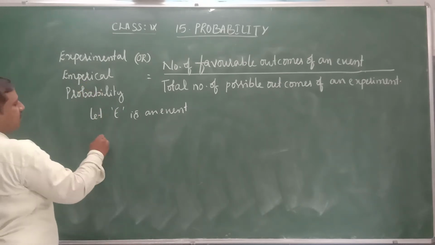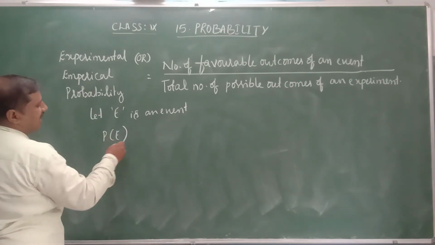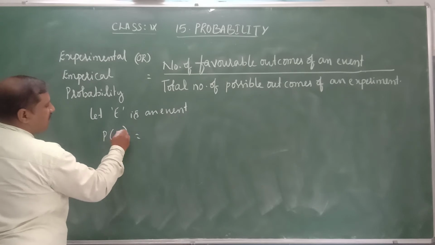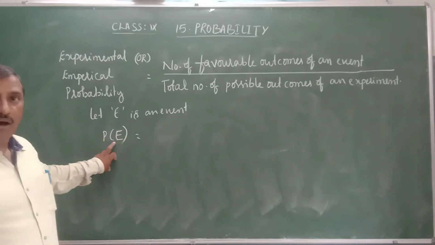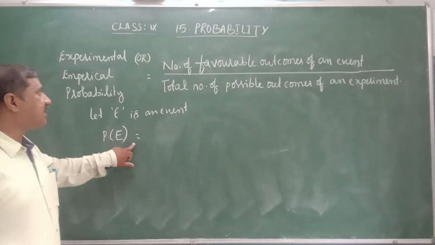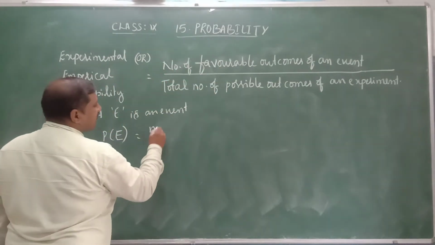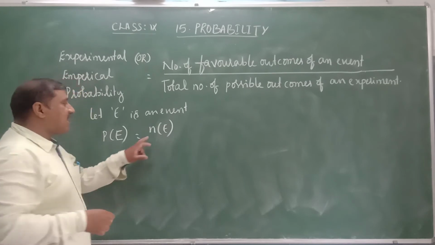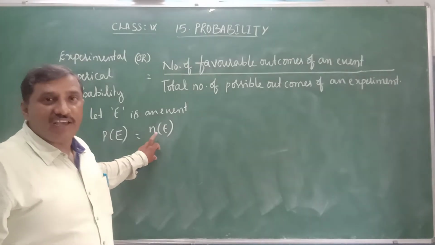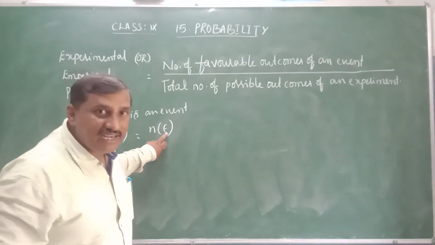P of E, the probability of an event E, is equal to the number of favorable outcomes, which is represented with N of E, where N represents the number of favorable outcomes of an event E.